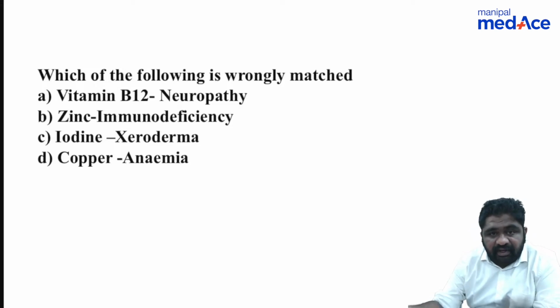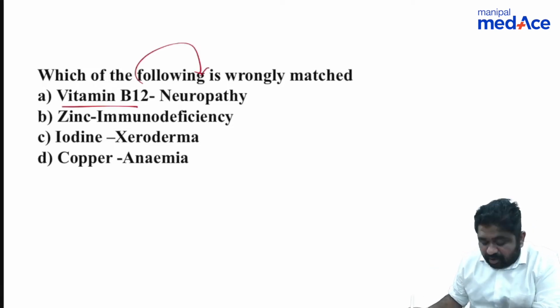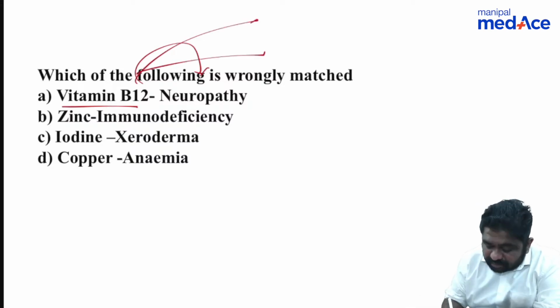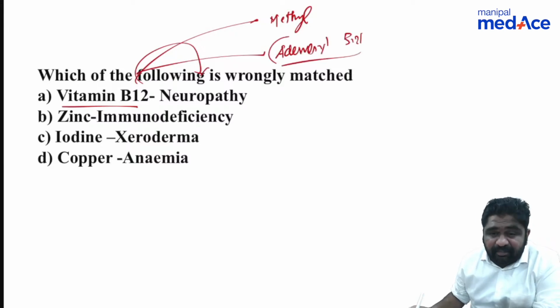Excellent Stardust, you're correct. Vitamin B12 is known for causing neuropathy. Do you know how? Because vitamin B12 has two important active forms. One is methyl B12. The other one is adenosyl B12. If adenosyl B12 is deficient, the patient may have tiredness.